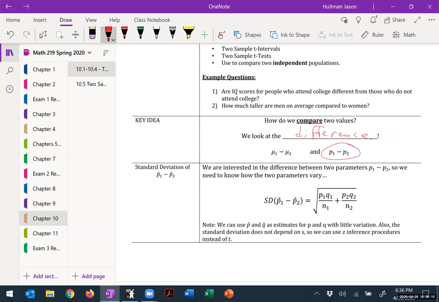Okay, how do we find the standard deviation of the difference? Well, here's the formula for standard deviation. You by no means need to memorize this. We're going to use technology to get this. You just be aware that it exists. You don't need to memorize it. We're going to use technology to get that standard deviation of the difference.